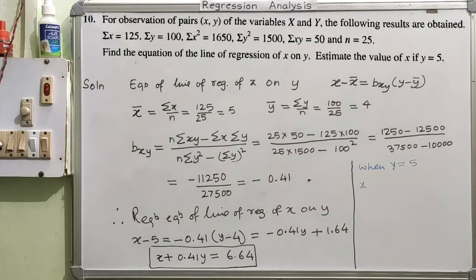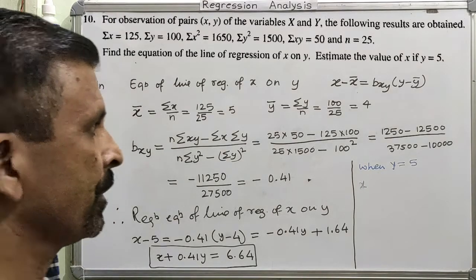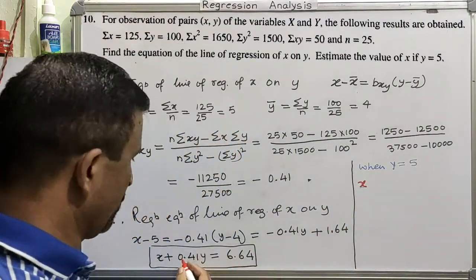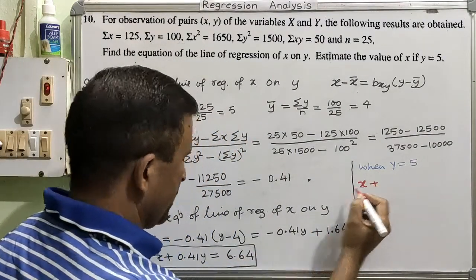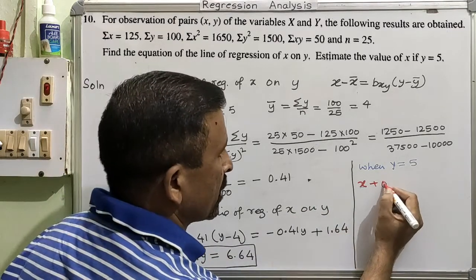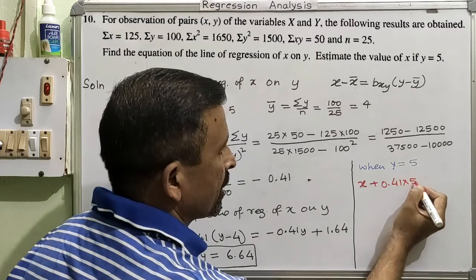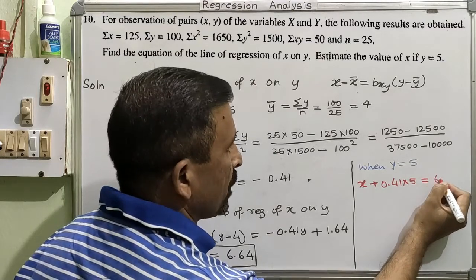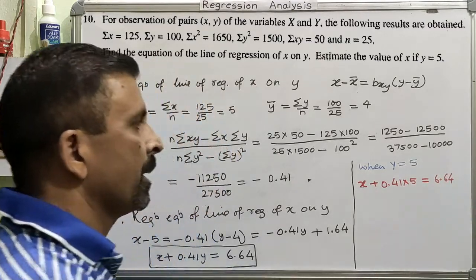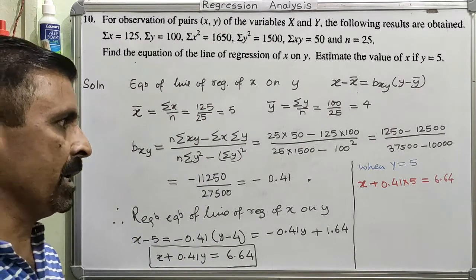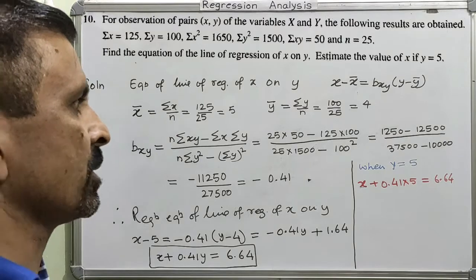Maybe I can do it with the third color. This is x, now plus 0.41 into 5 is equal to 6.64. Am I clear? So you can see we need to multiply the two and then send it to the right side.